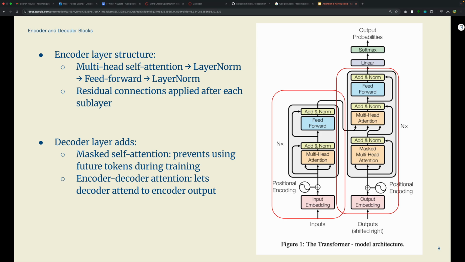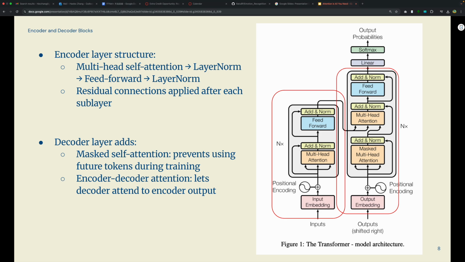The feed-forward network, which is applied independently to each position, allows the model to learn more complex transformations beyond linear attention. To improve training stability and convergence, the transformer applies residual connections around each of these two sublayers, meaning the original input is added back to the output of the sublayer before normalization. The layer normalization that follows helps mitigate issues like internal covariate shift and leads to more stable training dynamics.